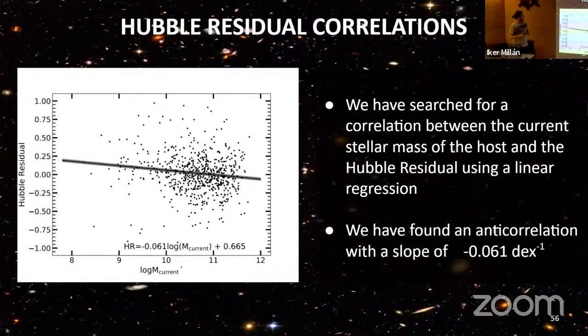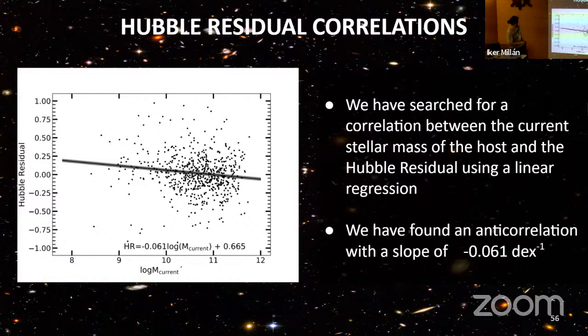So first we check with mass. There's a lot of work in the literature that checks this, and we see a clear correlation between the Hubble residual and the current mass that is observed. What's the error bar?